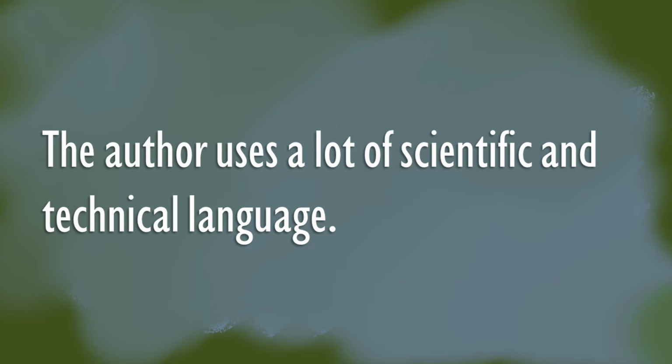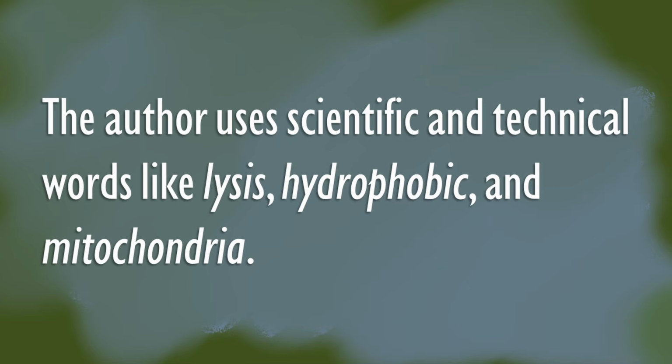So, for example, if you wanted to say something about an author's word choice, don't just say, the author uses a lot of scientific and technical language. That might be true, but it doesn't really show readers the actual details, and it doesn't specifically answer the what question. In order to do that, it would be more effective to say something like, the author uses scientific and technical words like lysis, hydrophobic, and mitochondria.